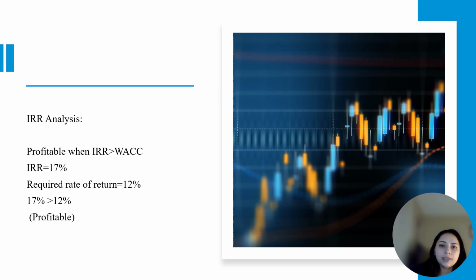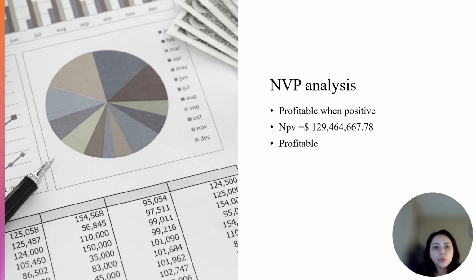So let's move into the next analysis. When we do NPV analysis, we need to make sure that the NPV is greater than 0. NPV provides a clear decision rule: accept investments with positive NPVs and reject those with negative NPVs. Since the project has a positive NPV of almost 129.5 million, the company will have a profitable investment.